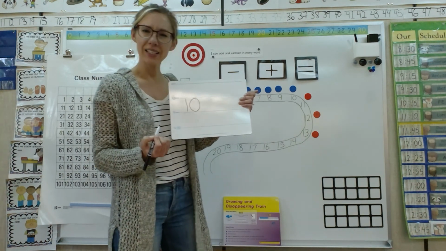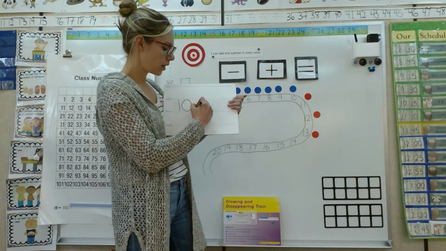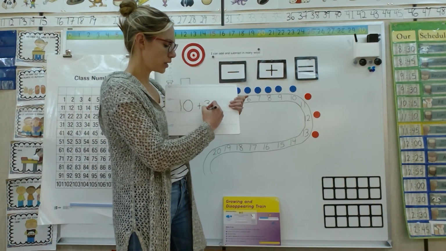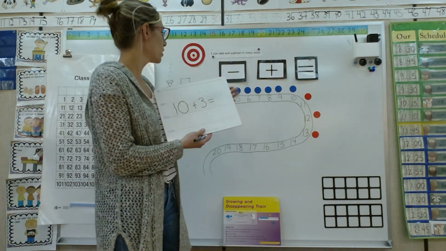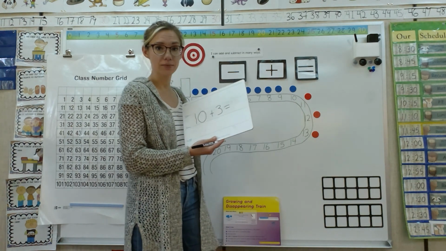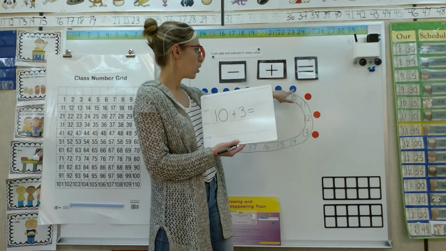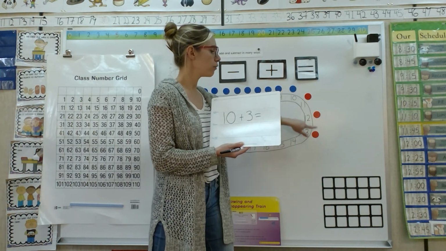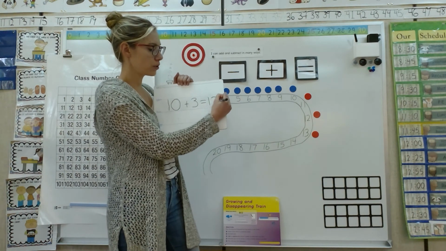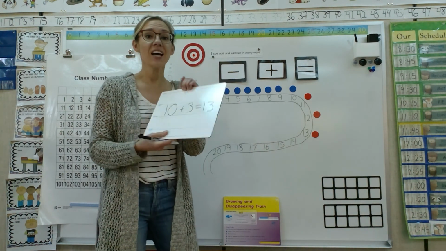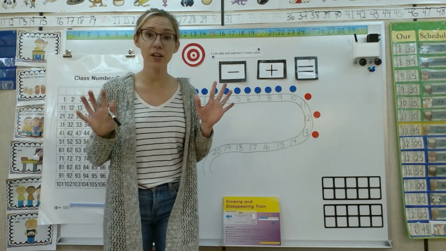Then did we add or did we subtract? We added, plus 3, equals how many train cars are in our train now? Well, let's see. We could count on from 10, right? 11, 12, 13. So now we have 13. So that's how our game is played. We're going to play 10 rounds.